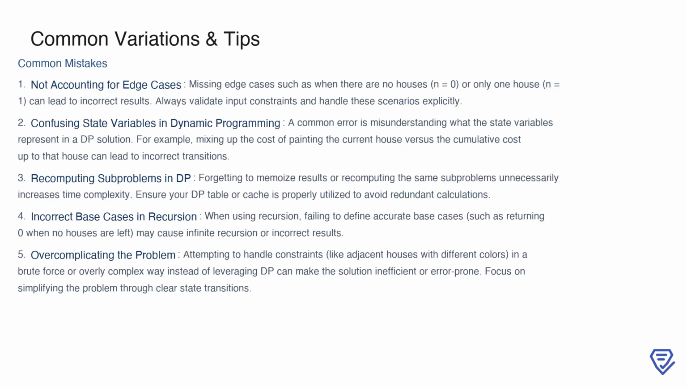One of the most common mistakes in solving the paint house problem is not accounting for edge cases. For example, if there are no houses to paint, or if there's only one house, the logic can fail if these scenarios are not explicitly handled.